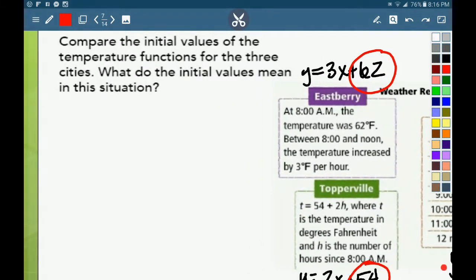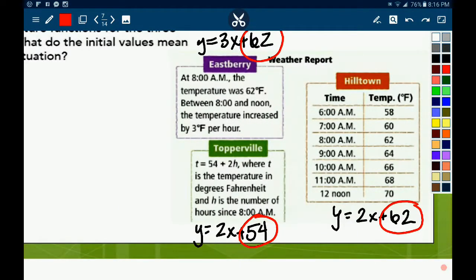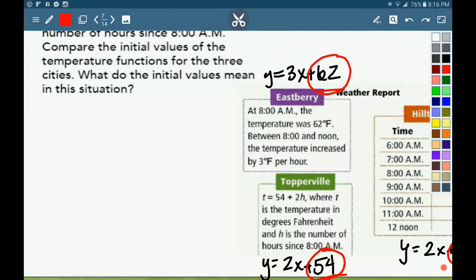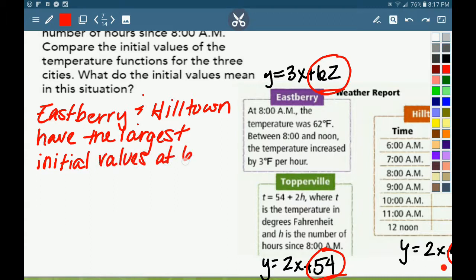So I'm going to use this space right here. Looks like Eastbury and Hilltown have the same initial value at 62 for both of them, but then Topperville has an initial value of 54. So I'm going to write that. Looks like Eastbury and Hilltown have the largest initial values at 62.